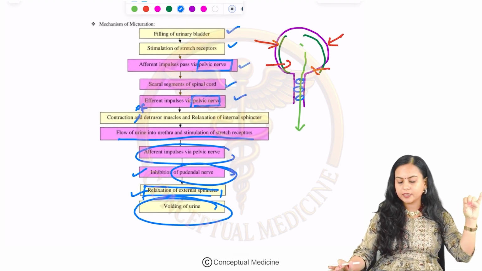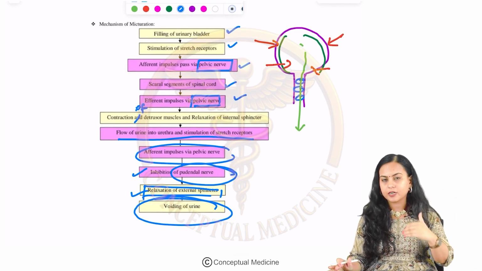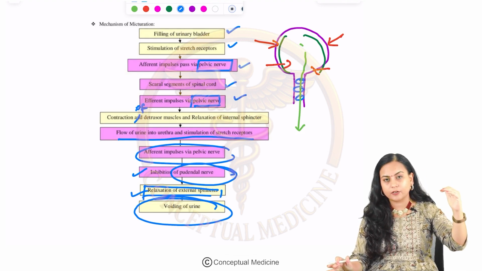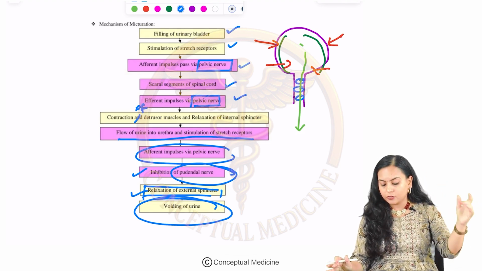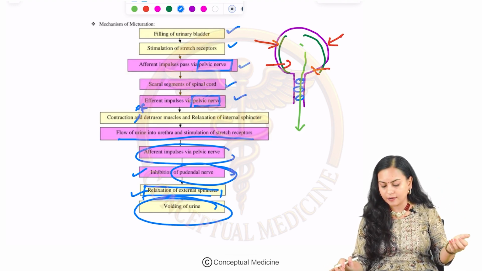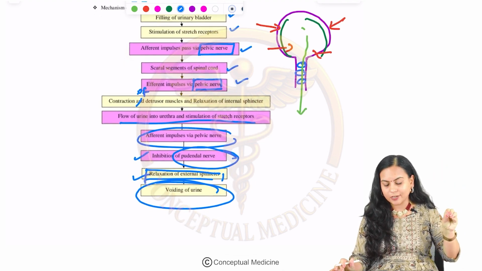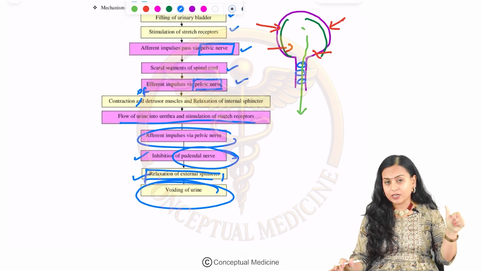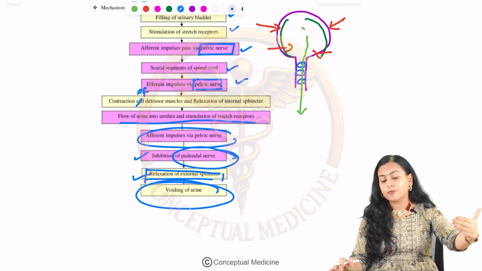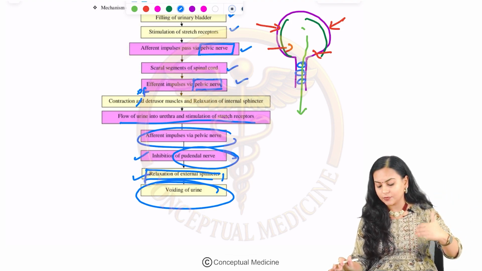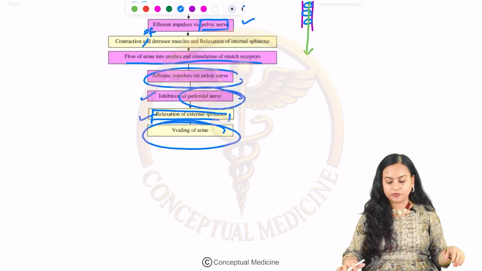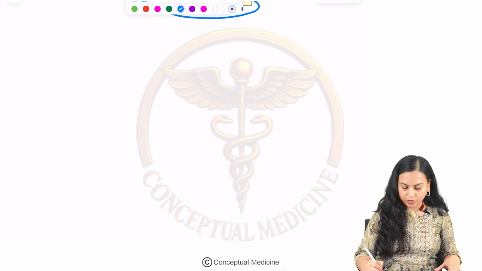So, once again: first, there is filling of the bladder, stimulation of the stretch receptors, and afferent impulses sent through the pelvic nerve to the sacral segment of the spinal cord. Again, efferent impulses will be given through the pelvic nerve. There will be contraction of the detrusor muscles and relaxation of the internal sphincter. There will be flow of urine and stimulation of the stretch receptors, and again afferent impulses sent through the pelvic nerve. There will be inhibition of the pudendal nerve, causing relaxation of the external sphincter, and this will release and void the urine. Clear? So, this mechanism is very important, right? Now, there will be no doubt, right?